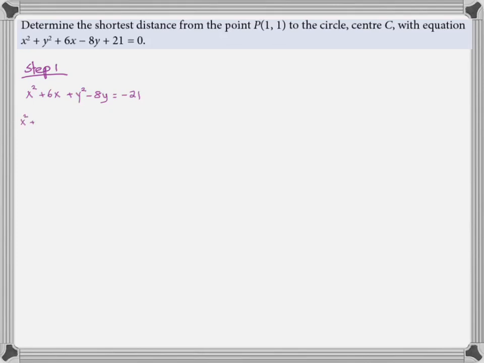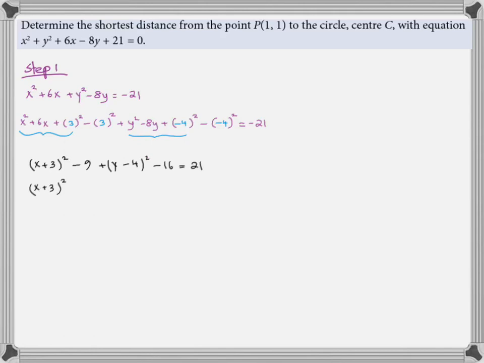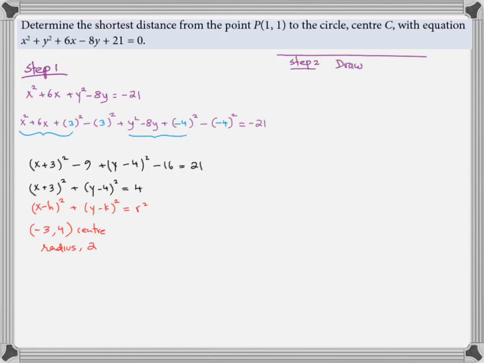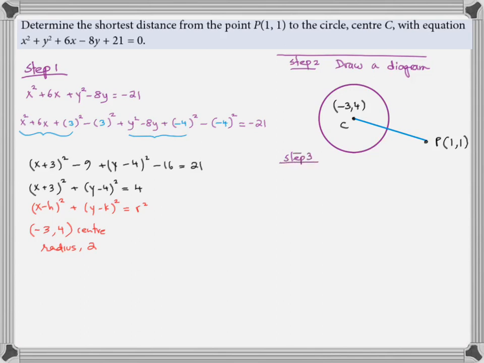Again, the completing square method. And now this time, let's see what the center of the circle comes out to be. It comes out to be (-3, 4), and the radius is 2. So now from the point to this center, find the distance, which, using the distance formula, comes out to be 5 units.